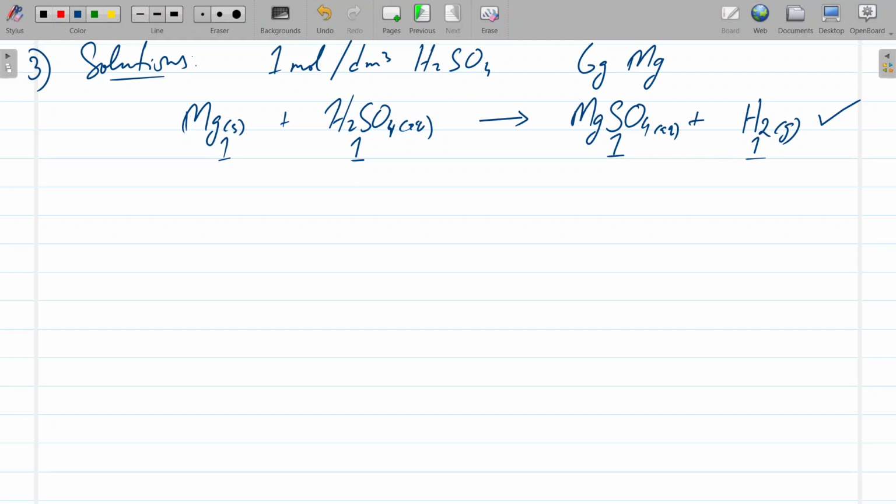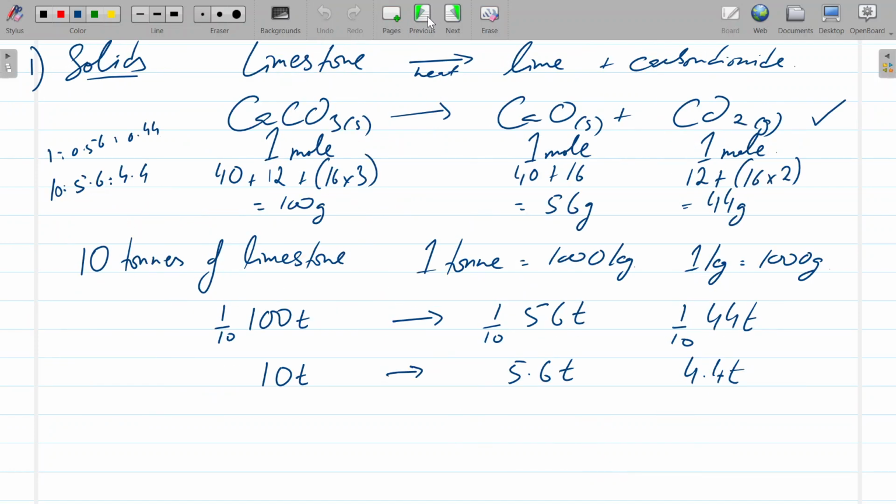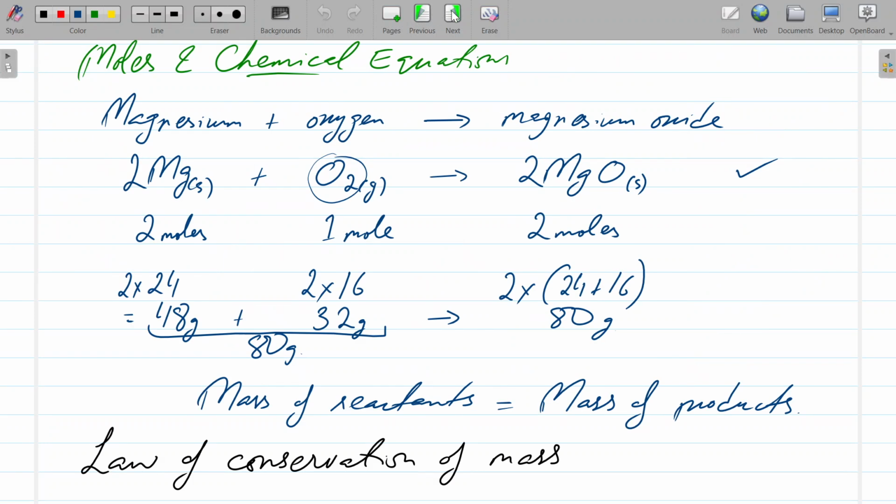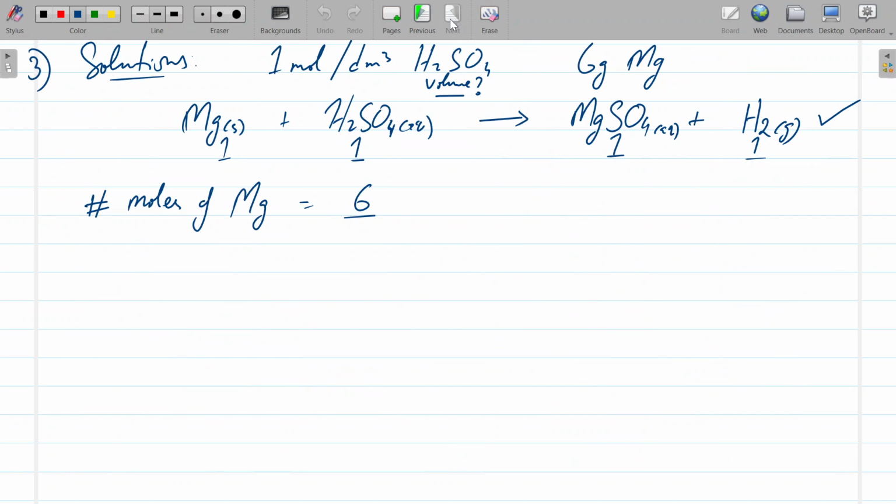Now, what we need to find out is how much volume of sulfuric acid we need to react with 6 grams of magnesium. So what do we start off with? We know the molar ratios of the balanced equation, so we find the number of moles of magnesium. How much is 6 grams of magnesium? That is 6 divided by 24. So 6 divided by 24, which is how much?